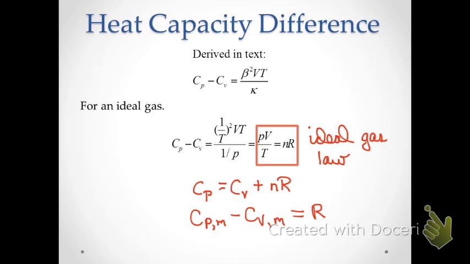Now, if we're looking at the molar values for the heat capacity, of course, n would be equal to 1, and the difference between Cp and Cv would simply be equal to the gas constant, which is 8.314 joules per Kelvin per mole.